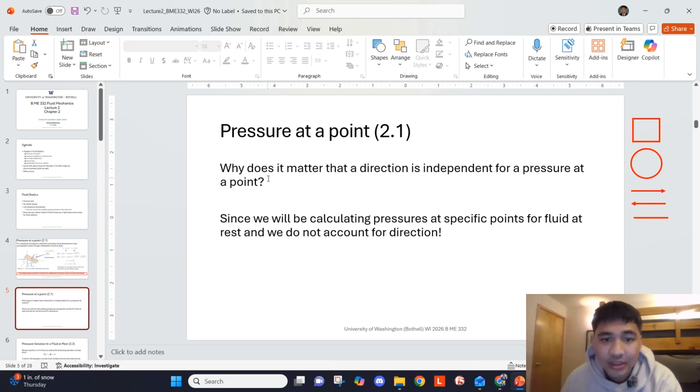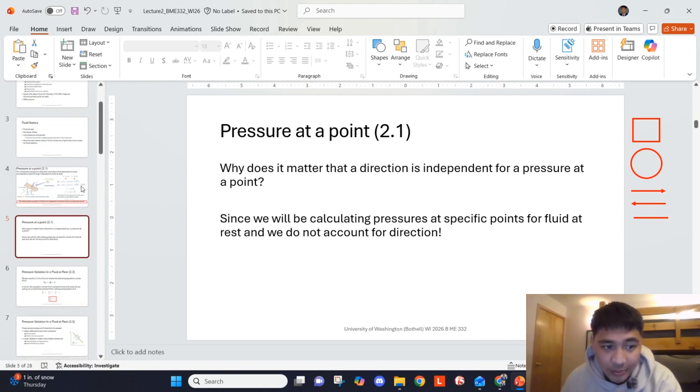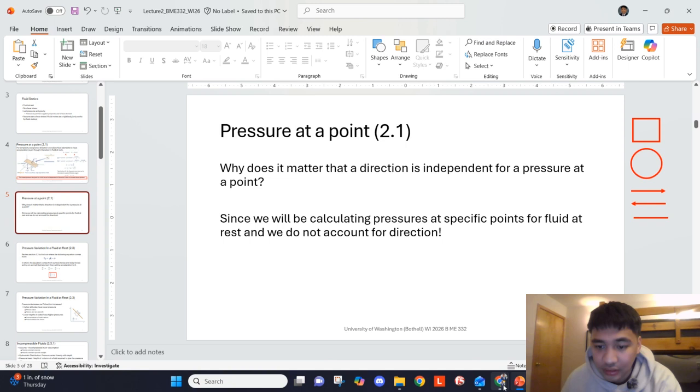Why is this important? It's because we will be calculating pressures at a specific point for fluids at rest, and we do not account for direction. And you'll see that in the example problems that we're going to go through.